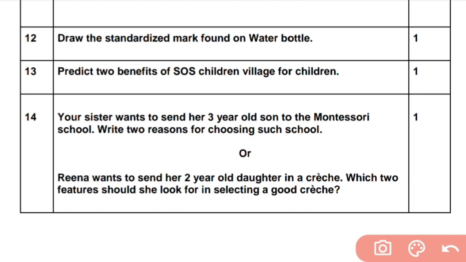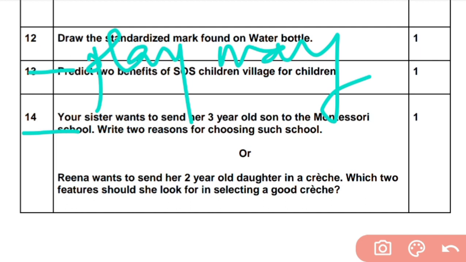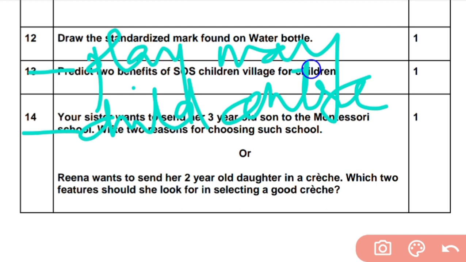Next is, your sister wants to send her 3-year-old son to Montessori school. Write two reasons for choosing such a school. What are the main features of a Montessori school? The first is that the children are taught by the playway method. And very important is, here the approach is child-centered. You may use techniques which are child-centered, based upon the interest of the child. You can write any two.